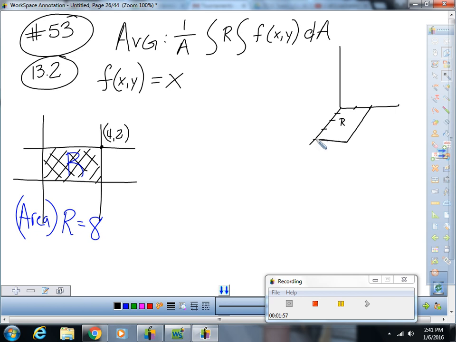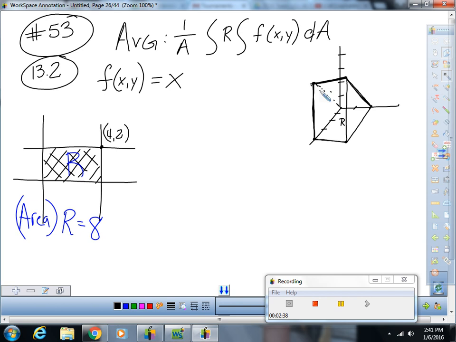The height is z equals x, so at this point 4 comma 0, the height will be 4. At the point 4 comma 2, the height will also be 4. And at the point 0 comma 2, the height is 0. And at the point 0, 0, the height is also 0. So what you got here is just a sweet old skateboarding ramp, or a bike ramp. It's half of a rectangular prism.